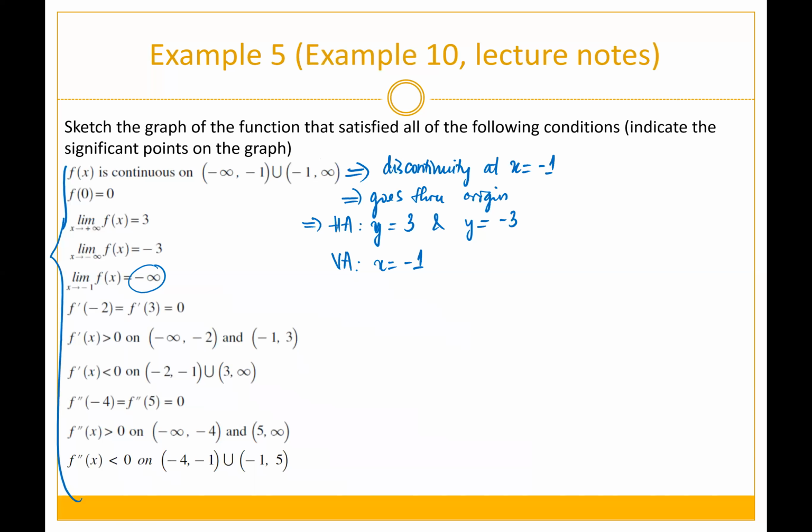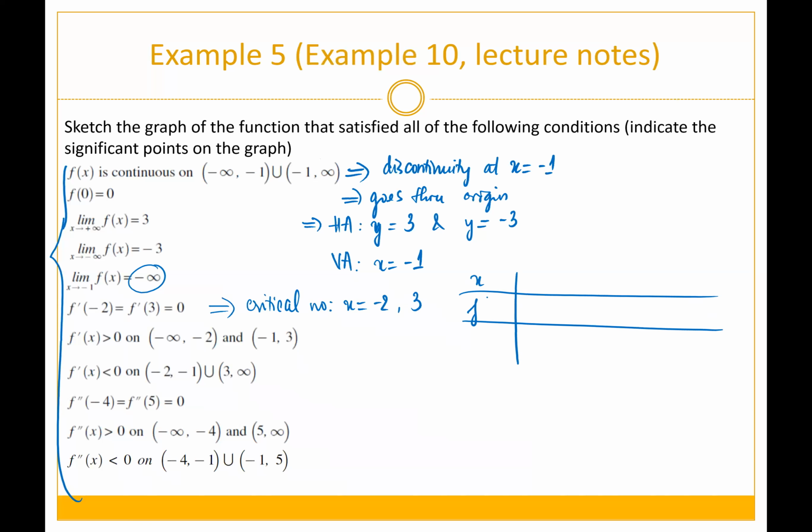Then you have f prime of -2 and f prime of 3 equal to 0. And so you can conclude that the critical numbers are x equals -2 and x equals 3. Now, you're going to use the table of the first derivative test to find this. So you have x, then f prime of x, and f(x). So you have -2 and 3, and then you have -infinity, -1, and then infinity. So f prime of x is equal to 0 here, and it's not defined here.